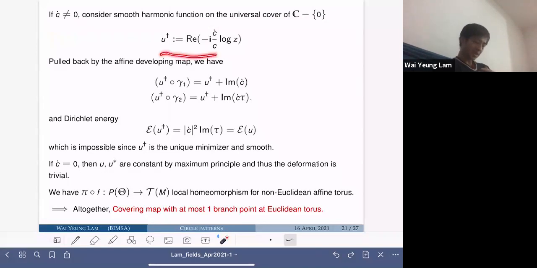So you just take these functions. So you have this log of C dot divided by C, and then minus I, take the real part. So it looks mysterious. The reason why we pick this is the following.